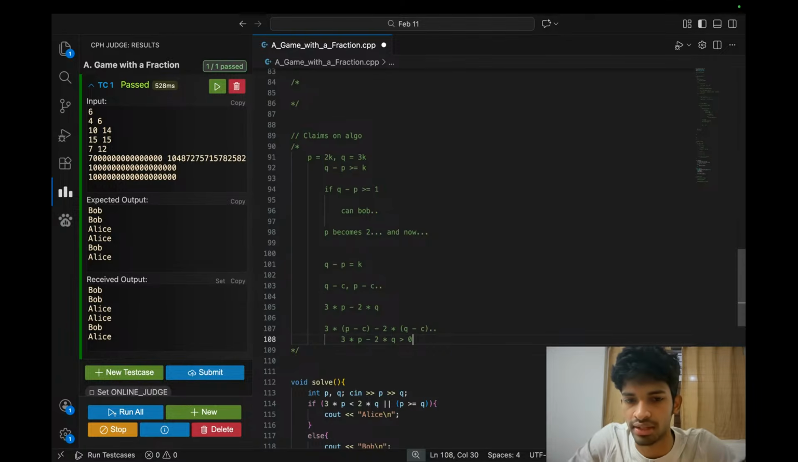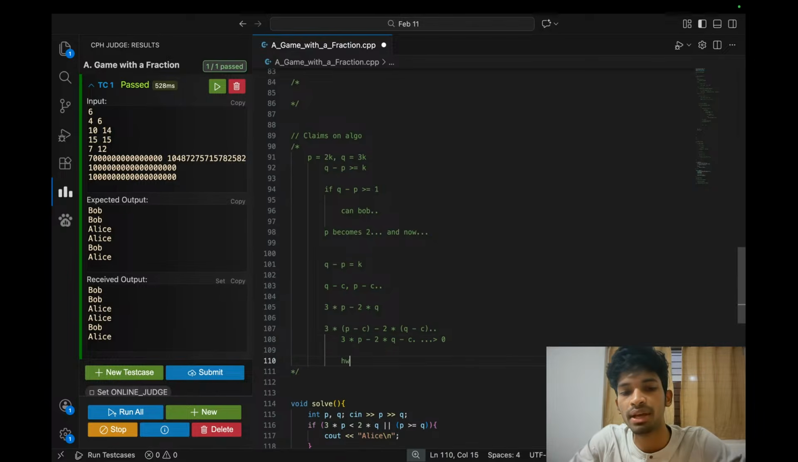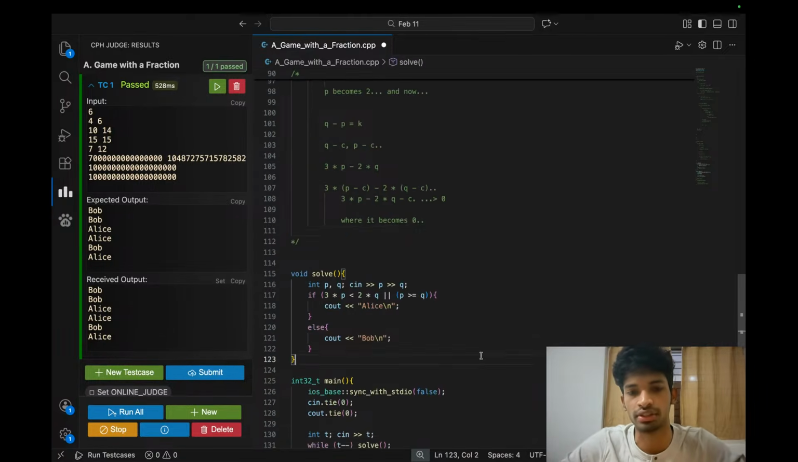So initially this is greater than 0. How is this value changing now? This value is becoming minus C. If you see, this value is becoming minus C. As C increases, this will definitely come to a place where it becomes 0. So we have proved it perfectly. Now this works.